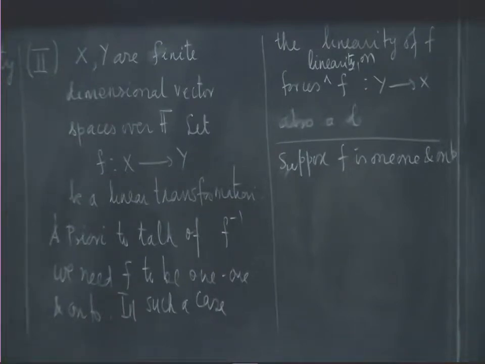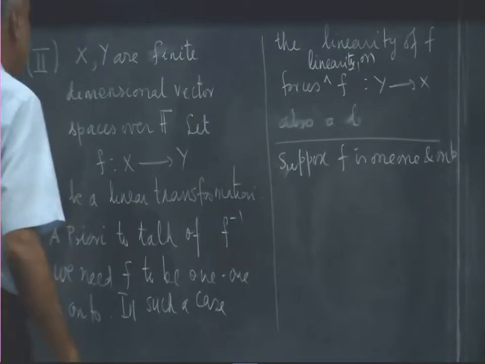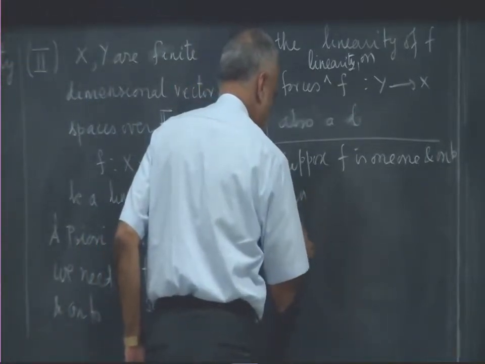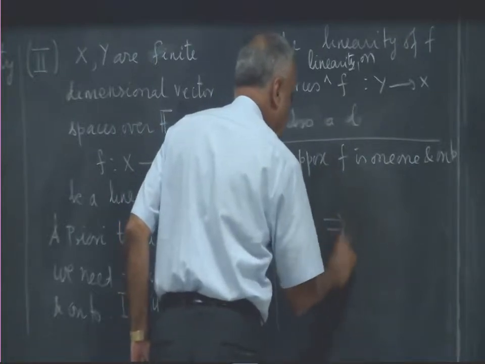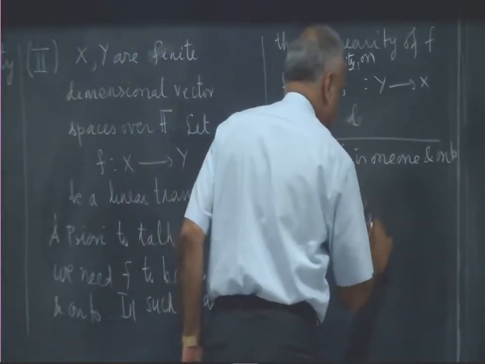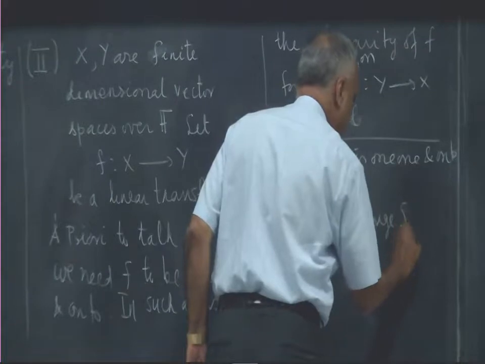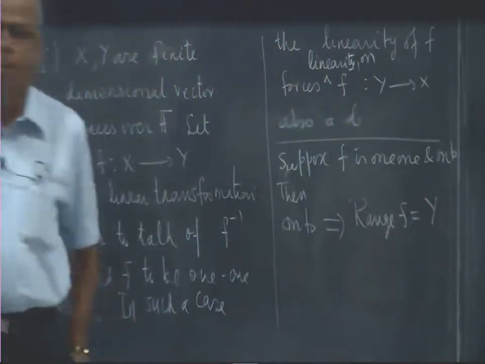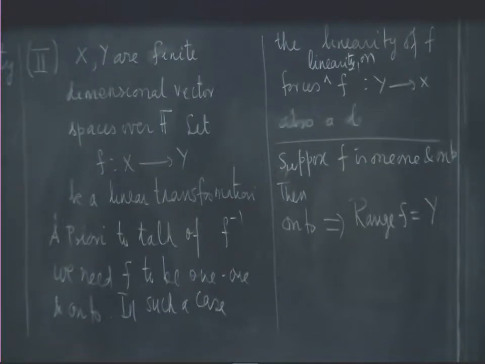Otherwise, there is not even a chance of talking of an inverse. Then onto says, onto means what? The range of F must be equal to all of Y. That's what is meant by onto. The whole thing is covered by F.